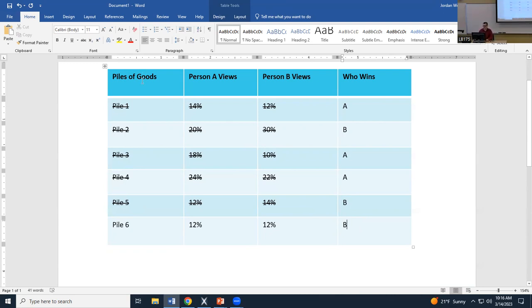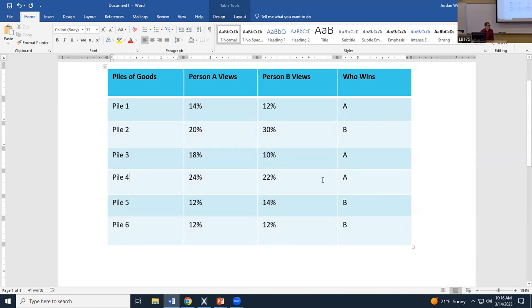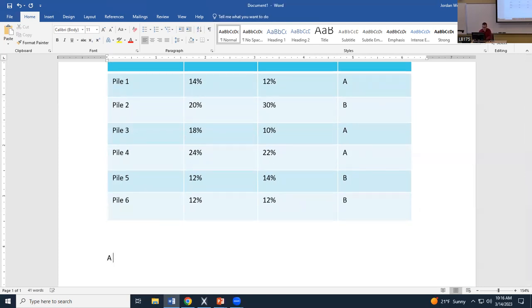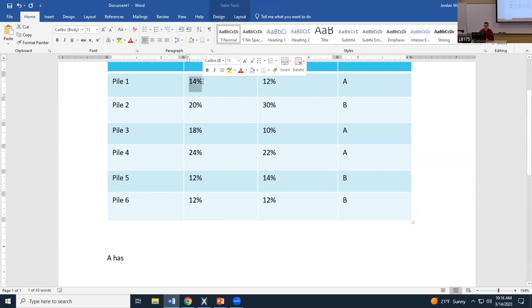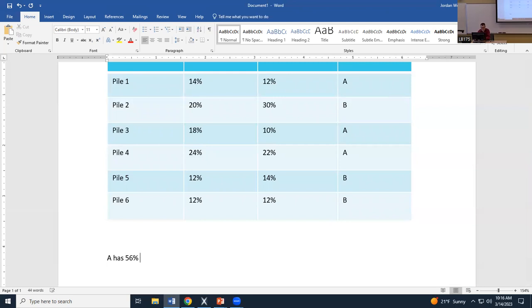I want you to notice at the end of this, after all the piles are picked, what A walks away thinking that they've gotten. So A got pile one, which is 14%, pile three, which is 18%, and pile four, which is 24%. So if you add up 14 plus 18 plus 24, A has 56% of the goods in A's opinion. Do you get that?